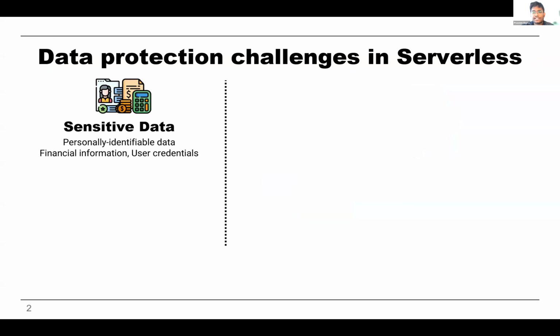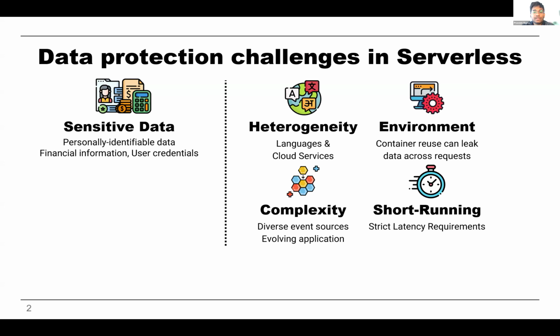Serverless applications process sensitive data today, like let's say financial and personal information, and they're gaining popularity as the cloud providers manage infra, easing developer burden. However, their same unique traits create data protection challenges. These applications are heterogeneous and use multiple languages, which complicates a uniform data protection approach. Unpredictable environments with shared containers risk data leaks across requests. Also, the complex and evolving applications with diverse sources increase the chances of bugs and misconfigurations. And short-running functions demand low overhead solutions.